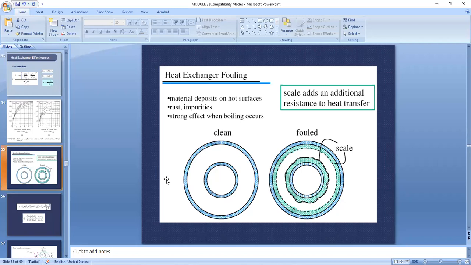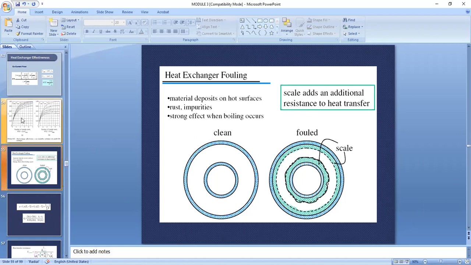That way, we know really how much of the heat that is being supplied is made use of in the process of, let's say, heating, or in the case of cooling, how much of the heat is being rejected, because you have the presence already of these scales or deposit. Now you have here a cross-section of a clean tube, and on the side you have the fouled section of your tube. Now how do we account for heat exchanger fouling?